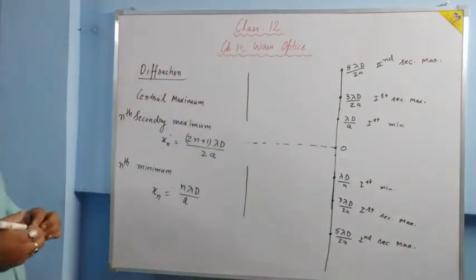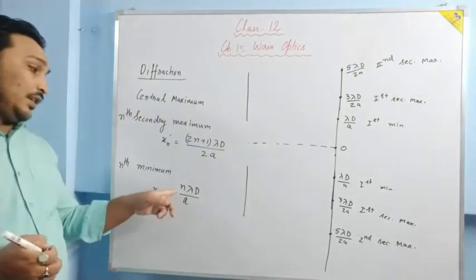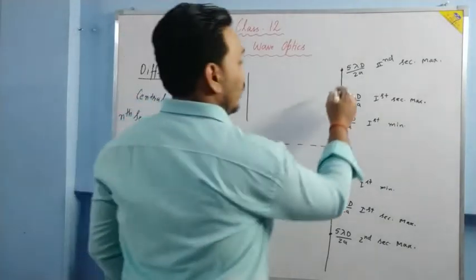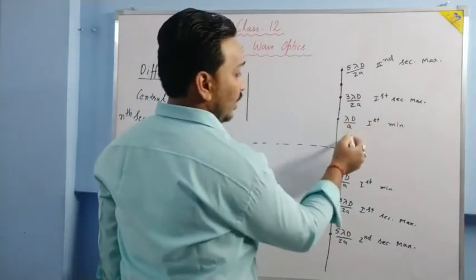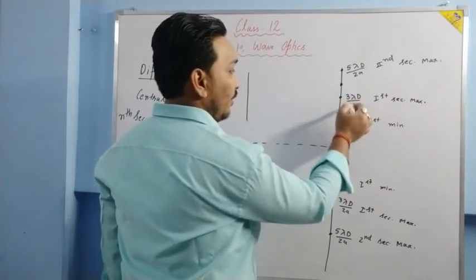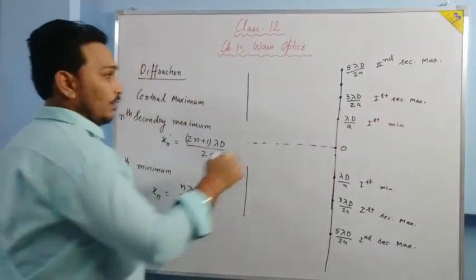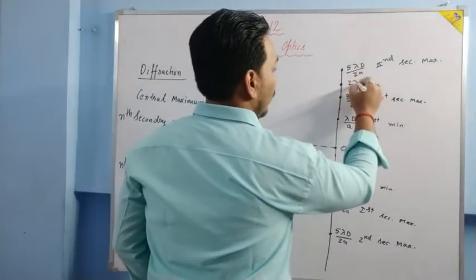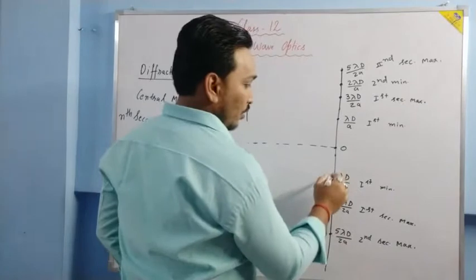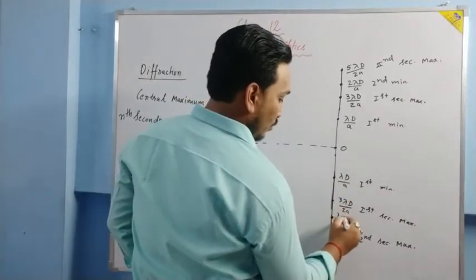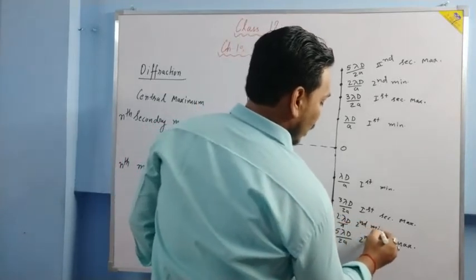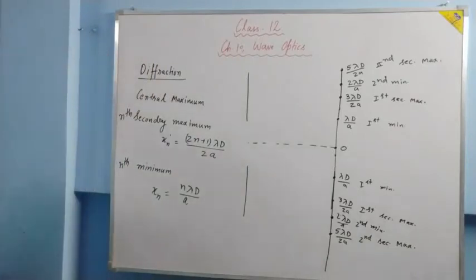The second minimum will be formed at n equal to 2, so we are going to have 2 lambda D by a. See, this is lambda D by a, this is 3 lambda D by 2a, meaning 1.5 times lambda D by a, not 2 lambda D by a. So 2 lambda D by a is somewhere here, this is your second minimum. Here also, 2 lambda D by a is your second minimum, and it will go on.